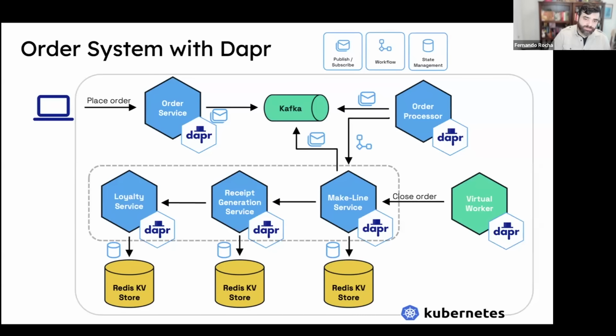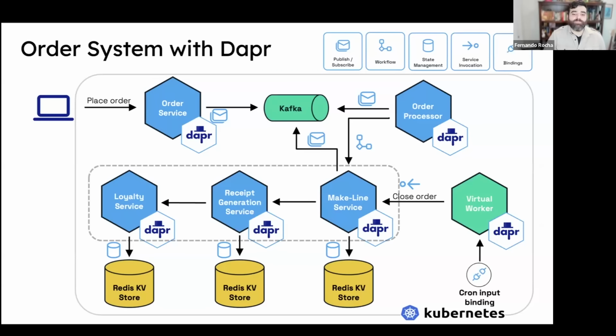key value stores. You can use service invocation from the virtual worker to the make line service to call an API that is enabled there. And then make line service is going to use the pub sub API to update Kafka at another topic with an order completed status or something similar. And you can use bindings. We also have that. You can use cron input bindings to run your virtual worker that's going to be completing your order at a regular cadence.